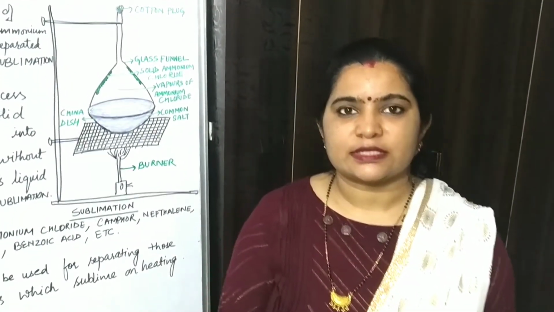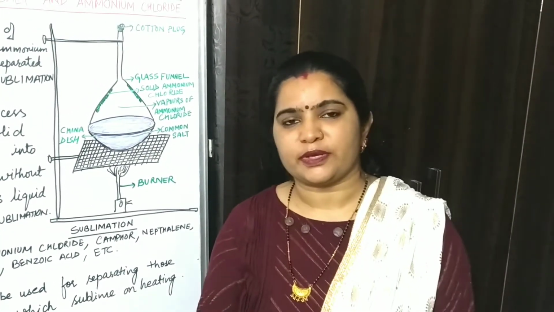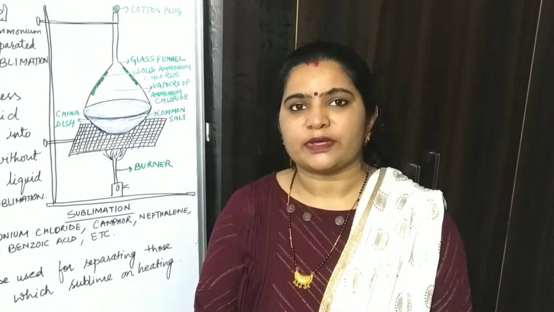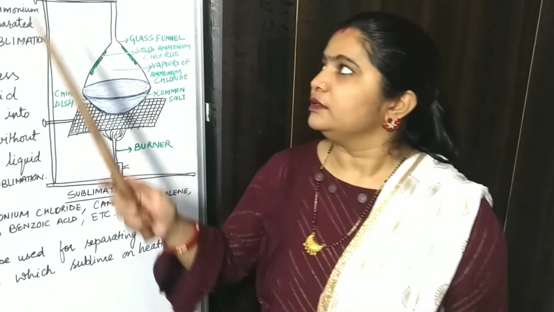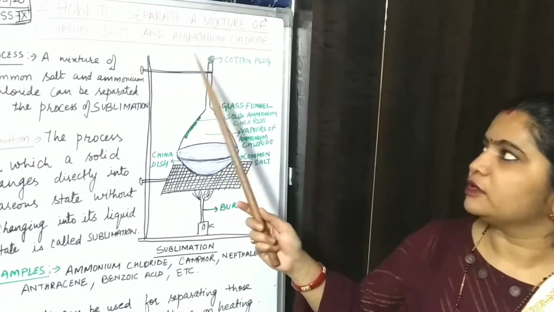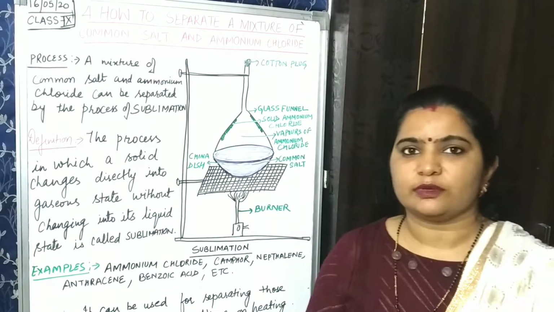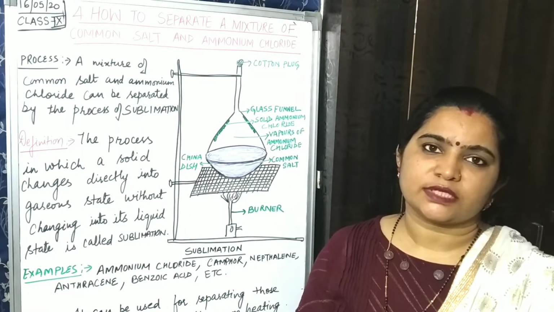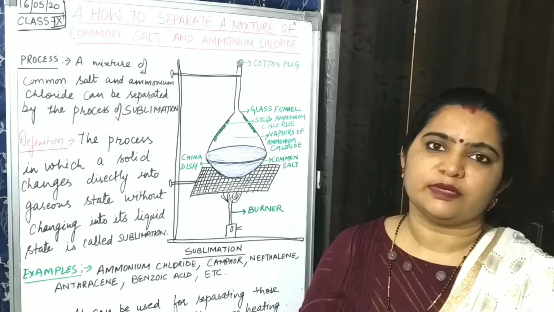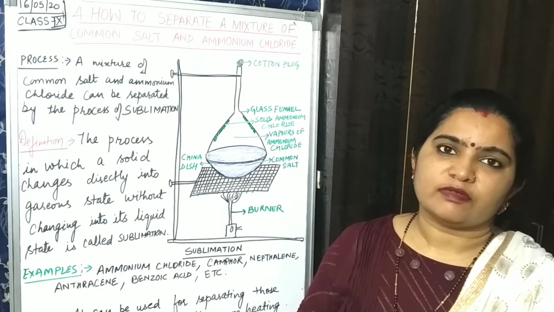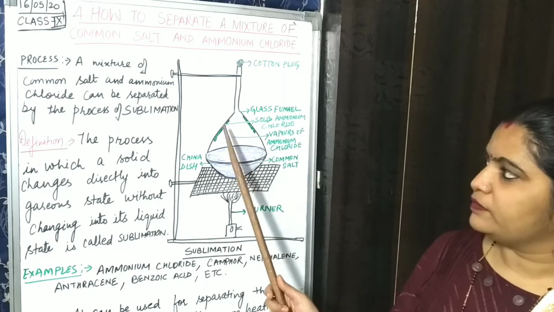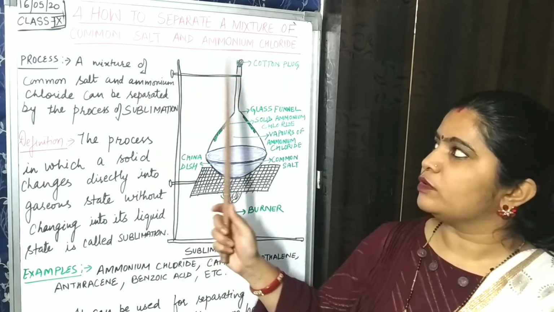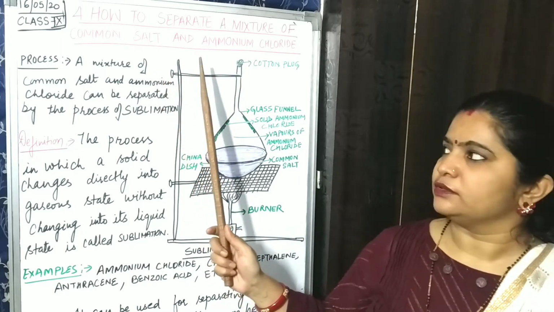Today we will discuss our next topic regarding separating mixtures, and this topic is regarding the separation of a mixture of common salt and ammonium chloride. I hope, children, in your previous classes you have studied the process of sublimation. Some of you have heard it. So here we will see how sublimation is helpful for separating these two components from their mixture.